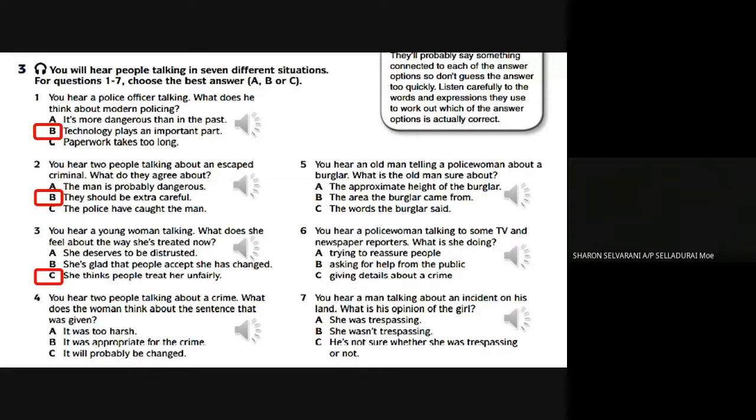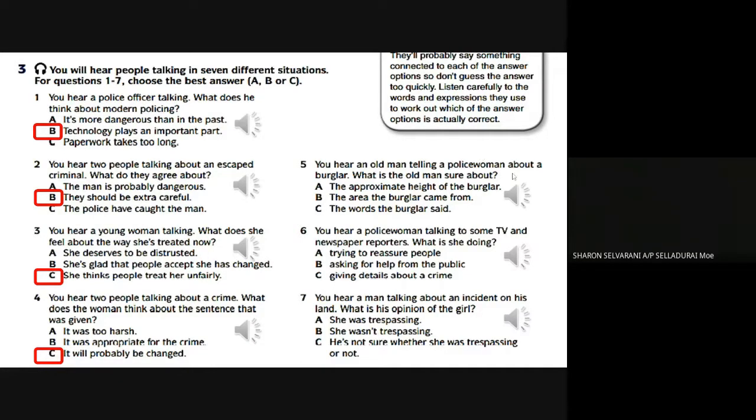All right, so what does the woman think about the sentence that was given? Was it too harsh, was it appropriate for the crime, or will it probably be changed? C. Okay, it will probably be changed. Okay, let's check our answer. Yes, it will probably be changed.